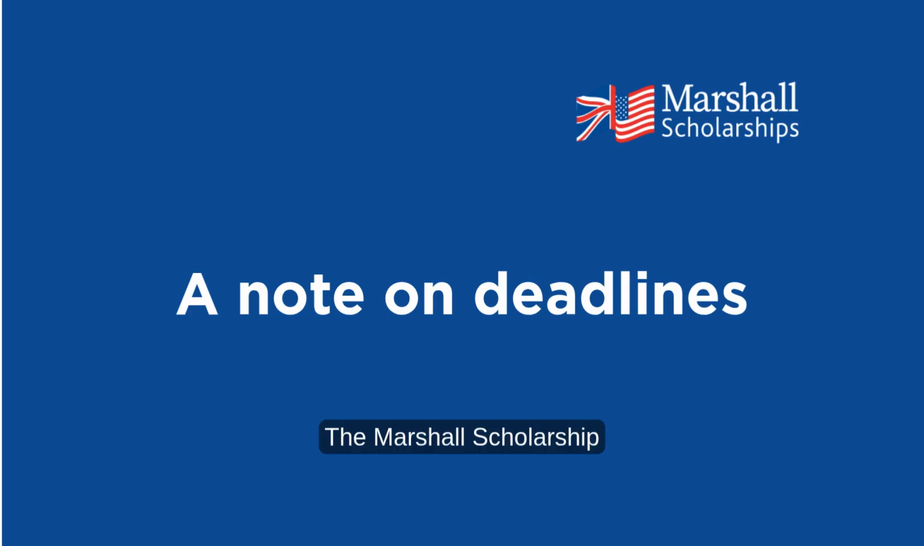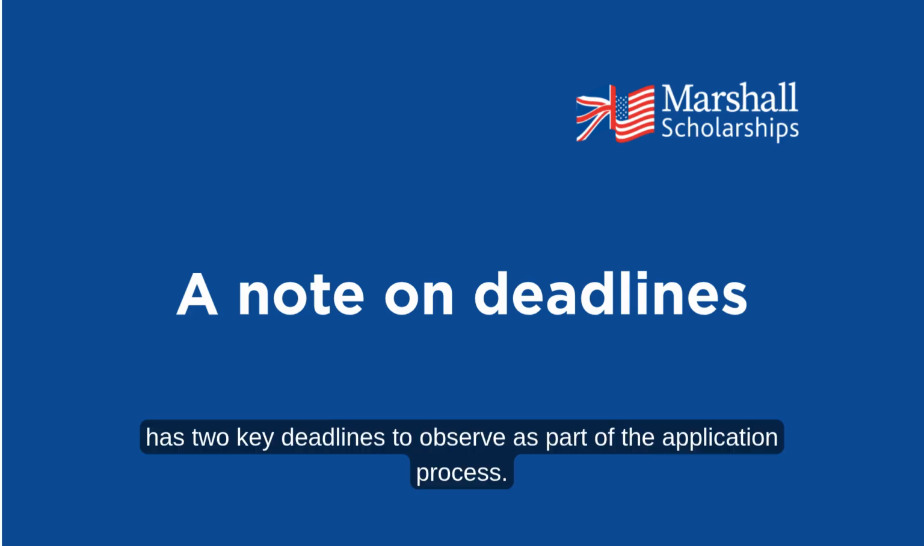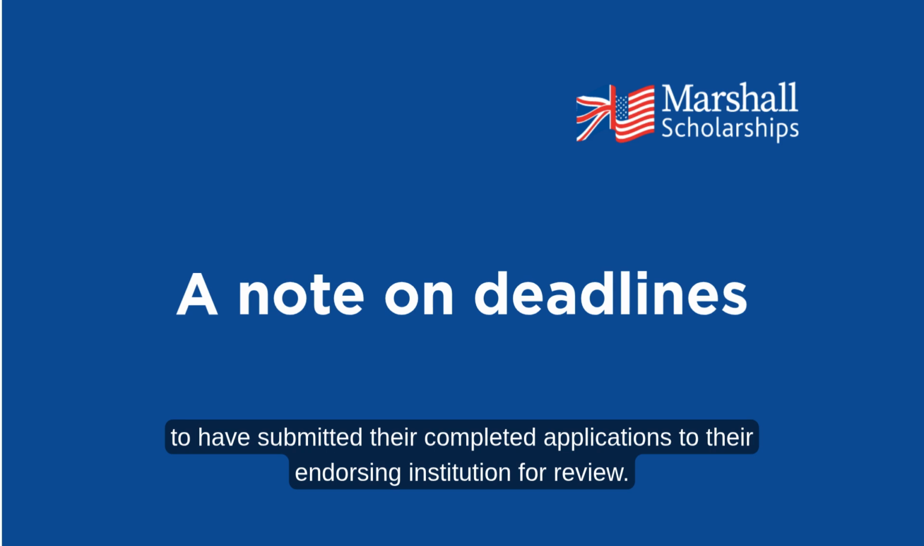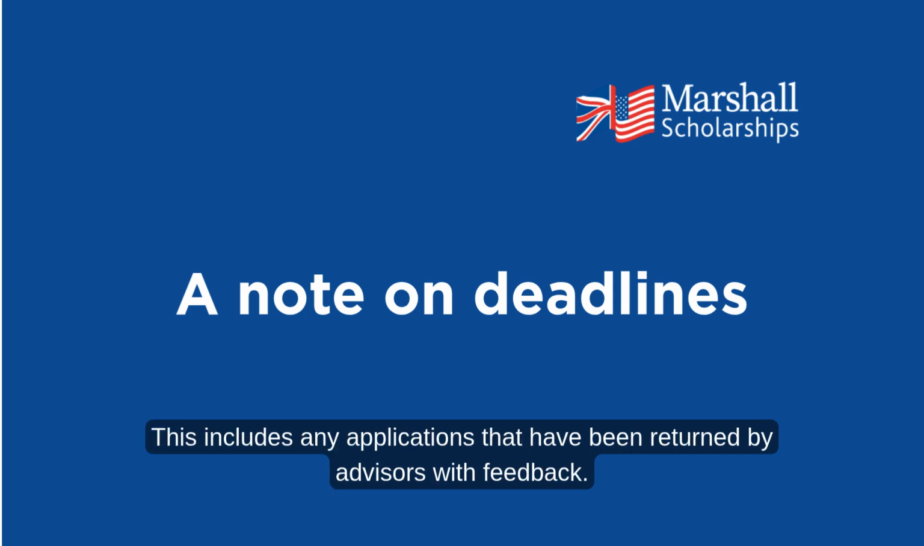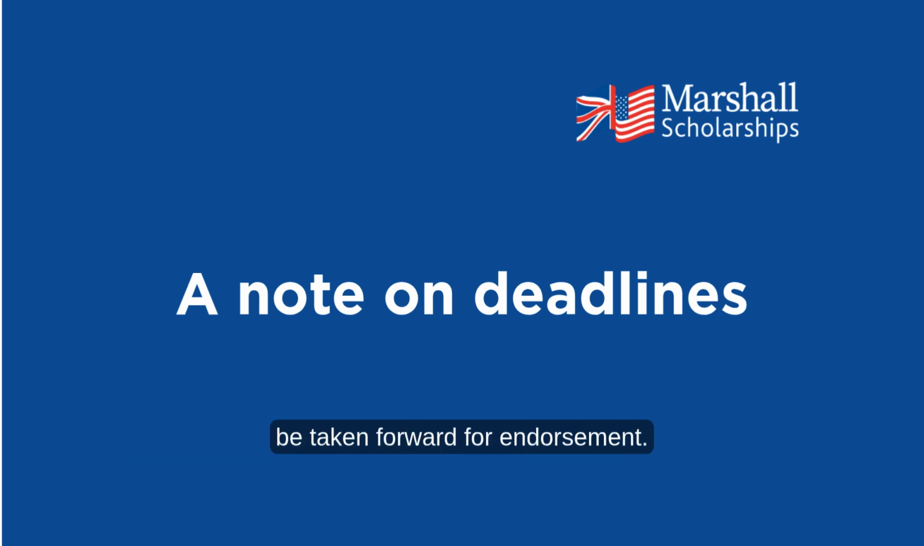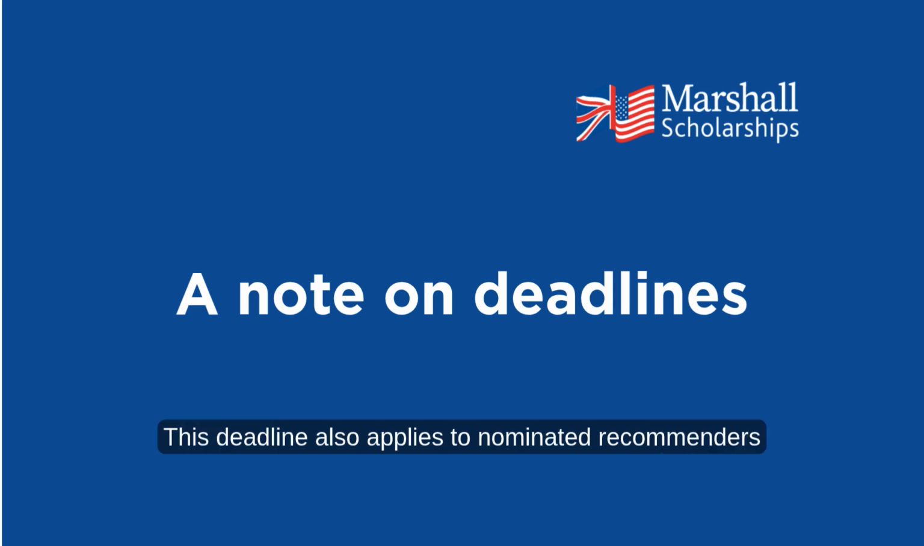The Marshall Scholarship has 2 key deadlines to observe as part of the application process. The first is referred to as the applicant deadline. This is the deadline for all applicants to have submitted their completed applications to their endorsing institution for review. This includes any applications that have been returned by advisors with feedback. Applications that are not submitted for review by this deadline cannot be taken forward for endorsement. This deadline also applies to nominated recommenders for submitting their recommendation letters.